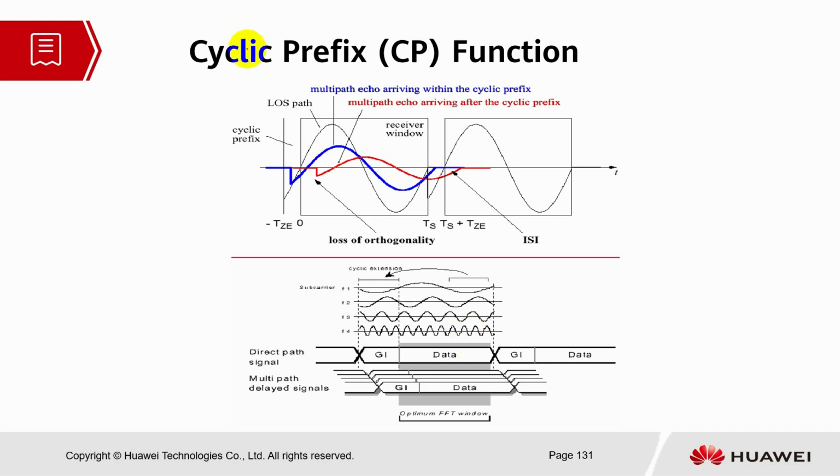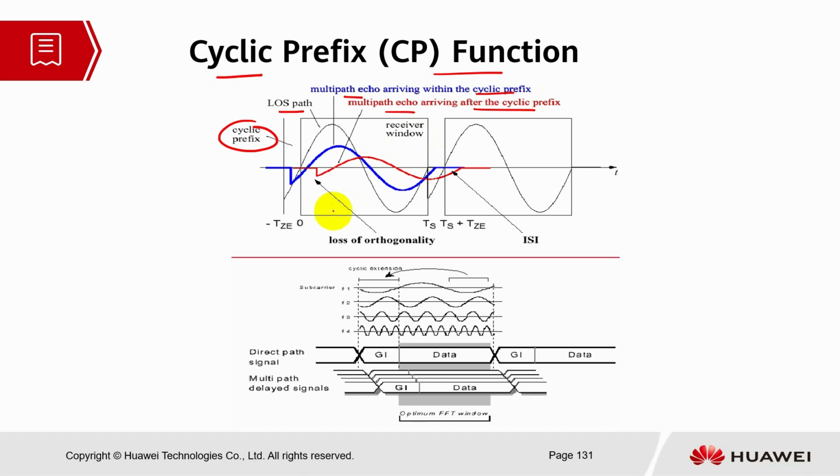So let's look into the cyclic prefix concept. Basically this is for the line of sight path. The cyclic prefix is calculated based on the multipath echo arriving within the cyclic prefix and the multipath echo arriving after the cyclic prefix. It is actually to avoid the delayed signals. So why do we have a cyclic prefix? Because we need the guard period. Okay, that is one thing.